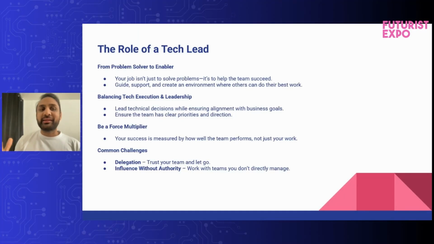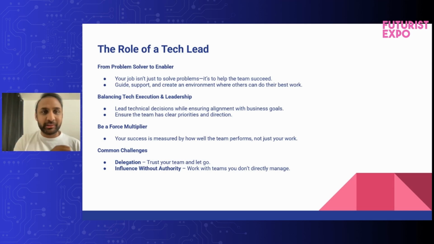The role of a tech lead. Being a tech lead is not just about solving the problems that are assigned to you. It is about how you can help the team to succeed. It's not about writing the code, it's making sure the others are also working with you and you are creating the corresponding environment so that they can also do their best work.